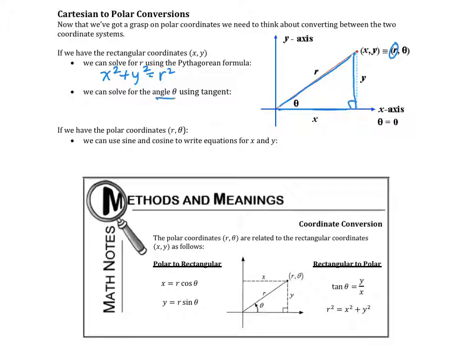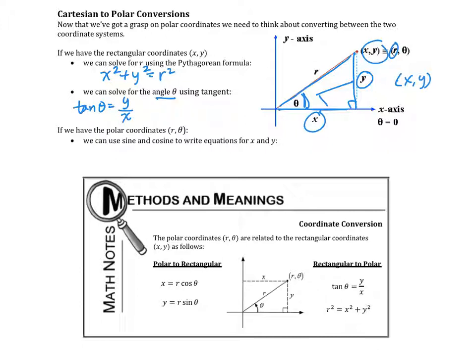We can also solve for this angle right here. If we have the rectangular coordinate, that means we have (x, y), right? So what trig function connects y and x to each other? Well, that's our tangent. So tangent equals y over x.